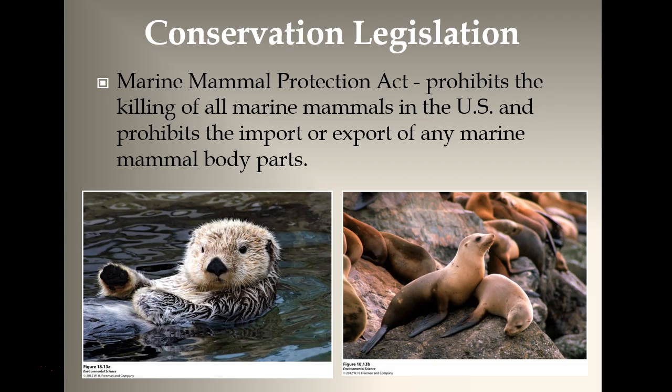Some more conservation legislation. The United States passed the Marine Mammal Protection Act, which prohibits killing of marine mammals in the U.S. and import-export of marine mammal body parts into or out of or within the U.S. The Marine Mammal Protection Act was basically passed once we realized that certain marine mammals are considered what are called keystone species, like the sea otter here. You take the sea otter out of the population and the sea urchin population skyrockets, because the sea otters are one of the few organisms that can eat sea urchins and control their population numbers.